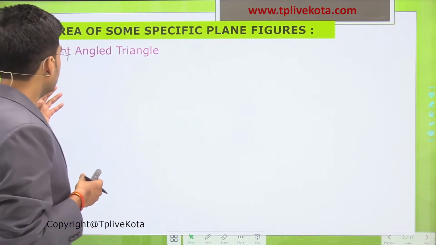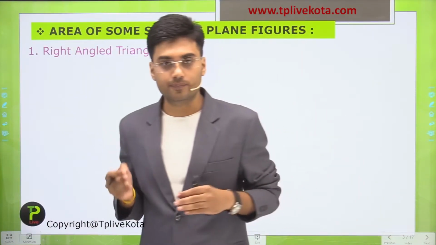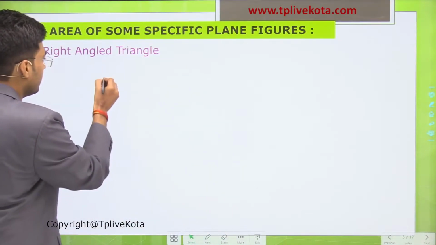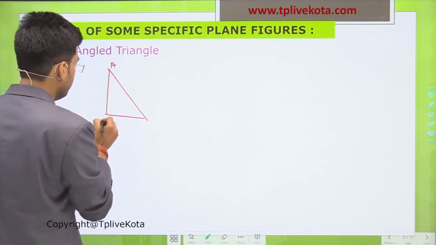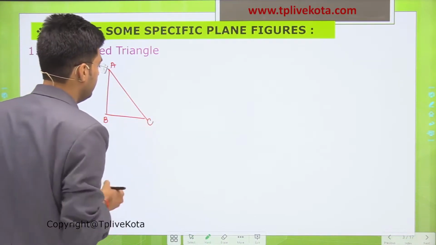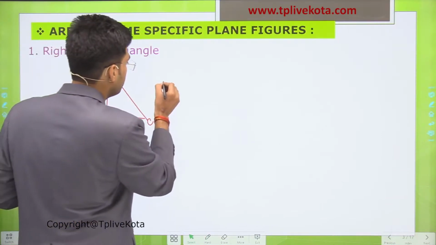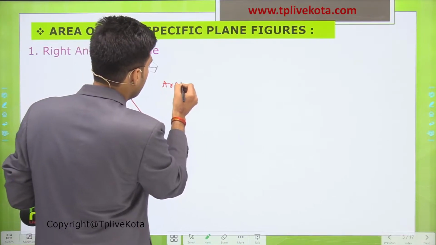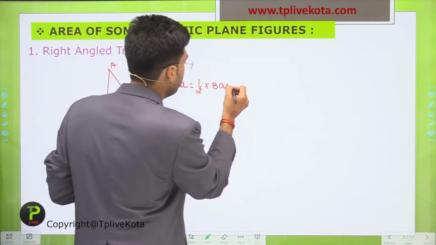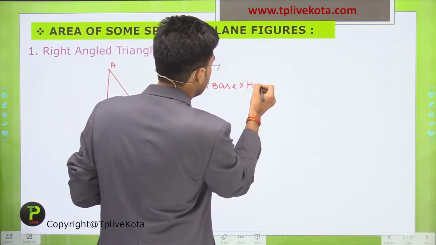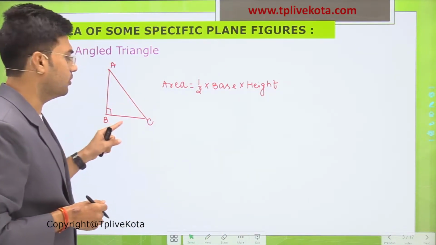If you talk about a right angle triangle, we know what the area of a right angle triangle is. So if this is a right angle triangle ABC, and this is 90 degrees, we can say that area is equal to half multiplied by base multiplied by height. This is for the right angle triangle.